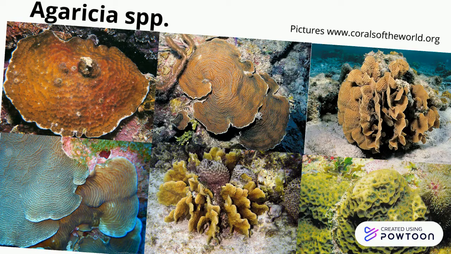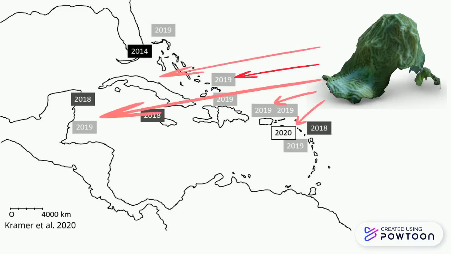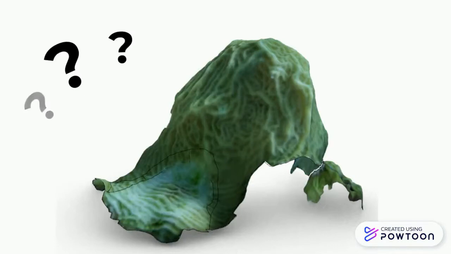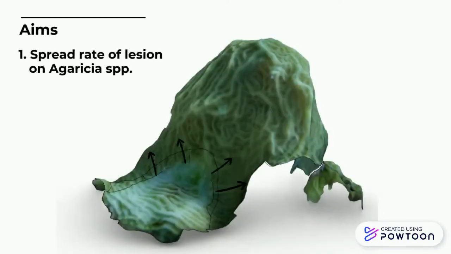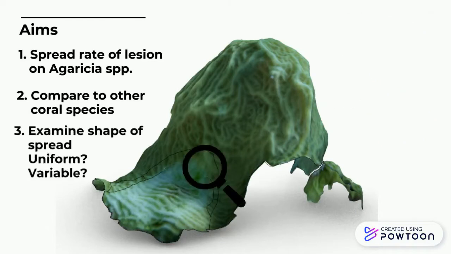Agaricia are a very common coral genus on our study site, South Caicos, and on many other Caribbean reefs. However, because they are not common in Florida, where the disease originated, the spread rate of stony coral tissue loss disease is not yet known for Agaricia corals. The aims of this study were to determine the spread of the lesions on Agaricia species, compare it to other coral species, and examine the shape of the spread on the corals.